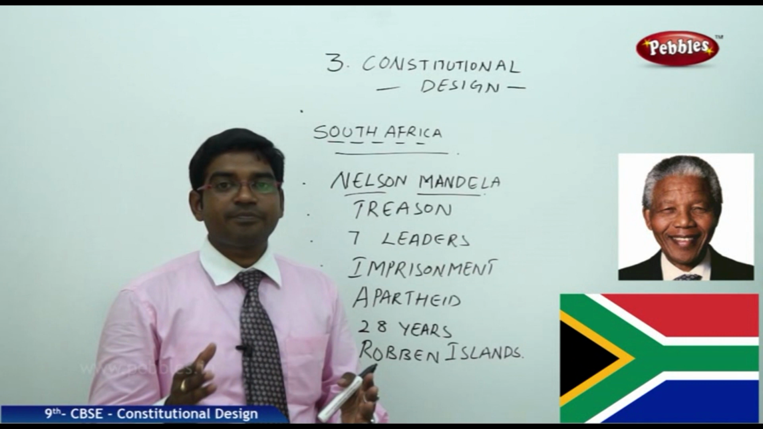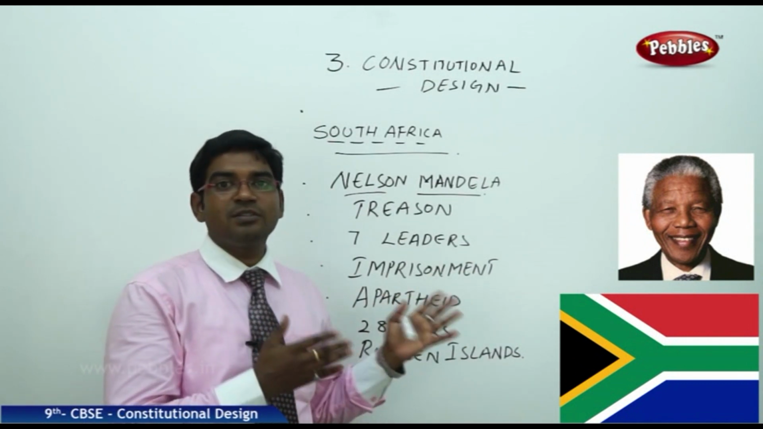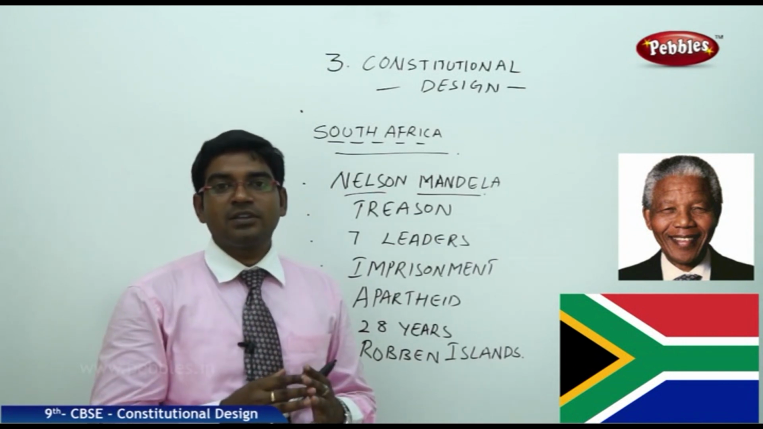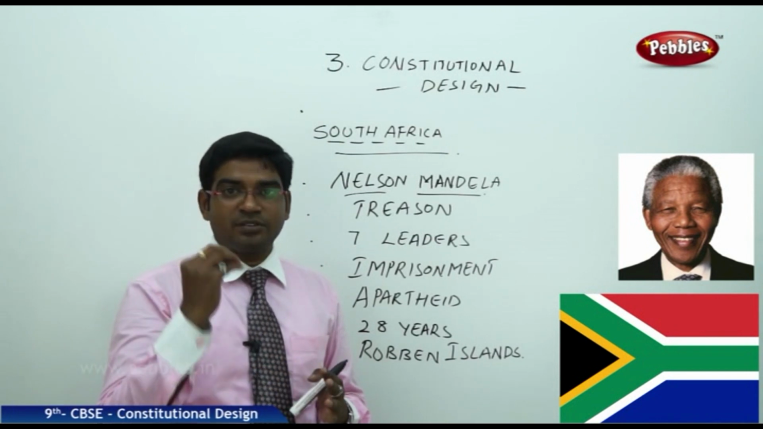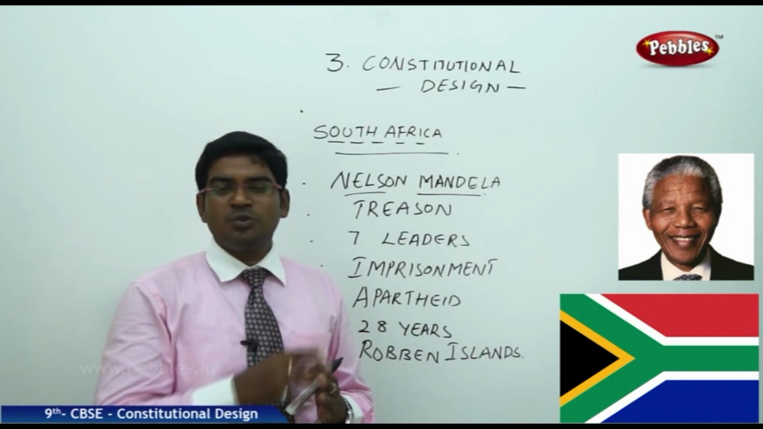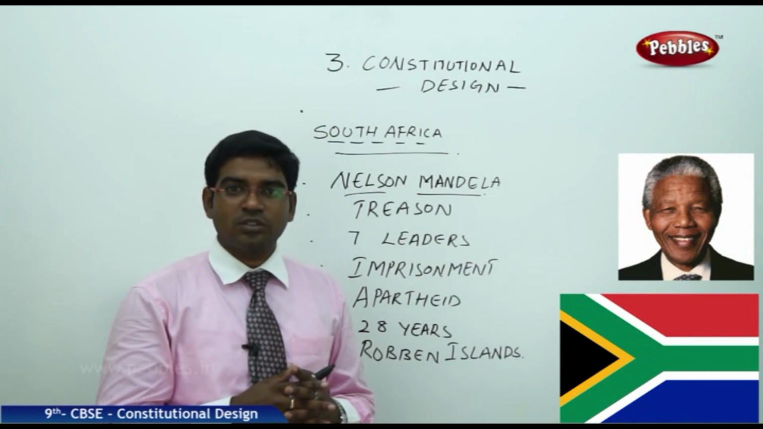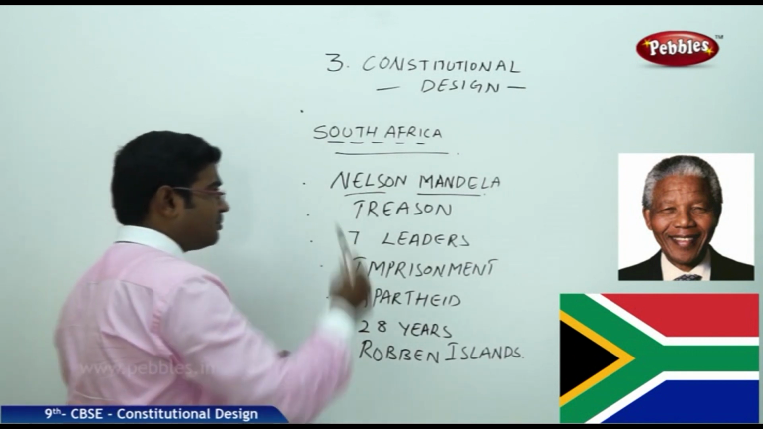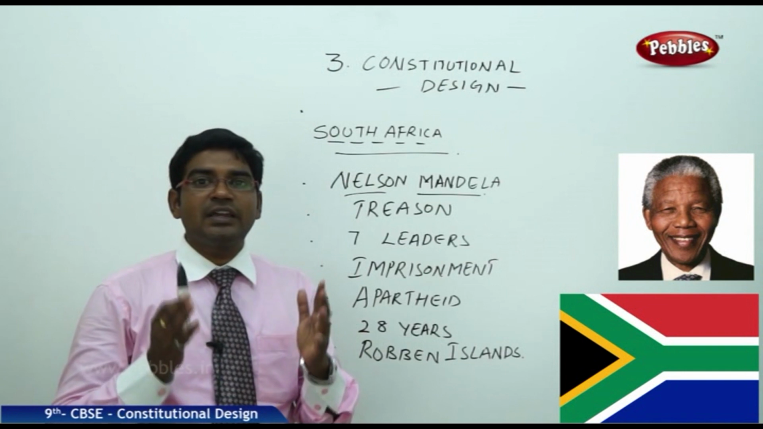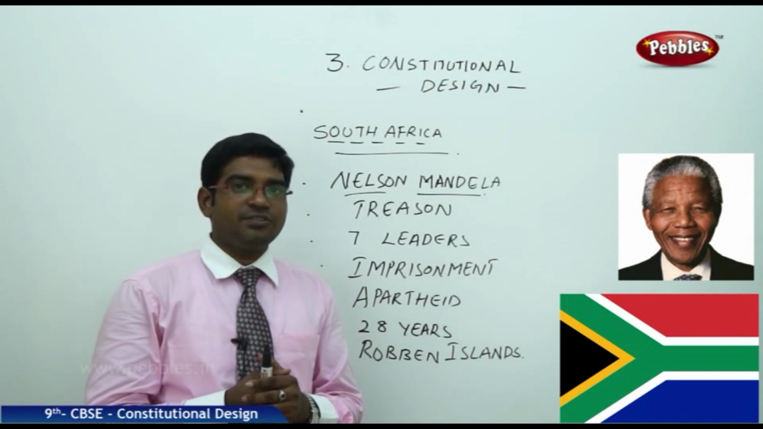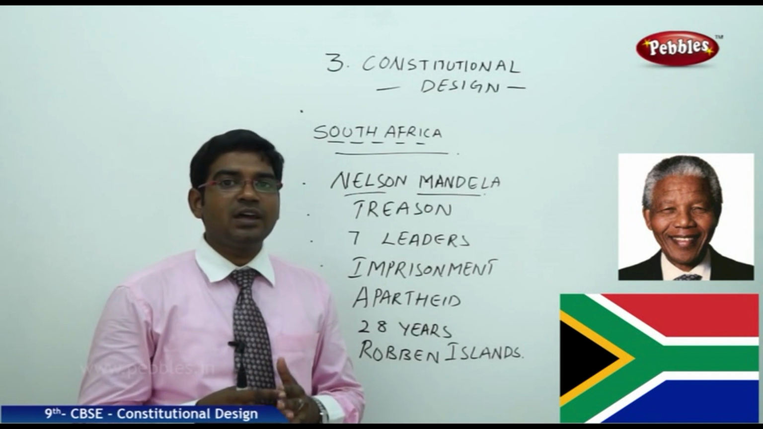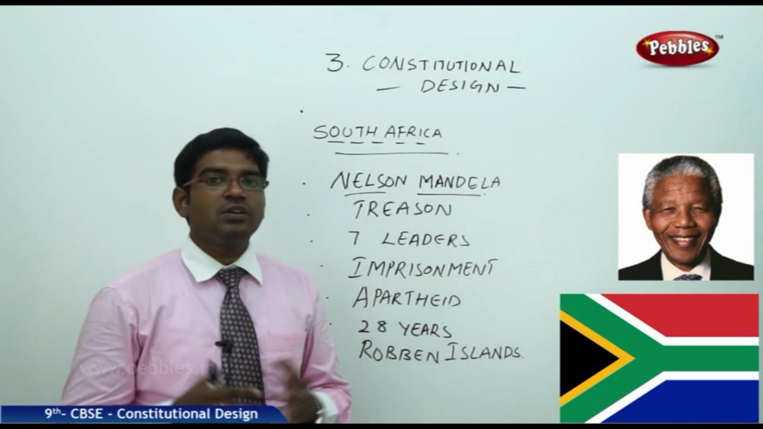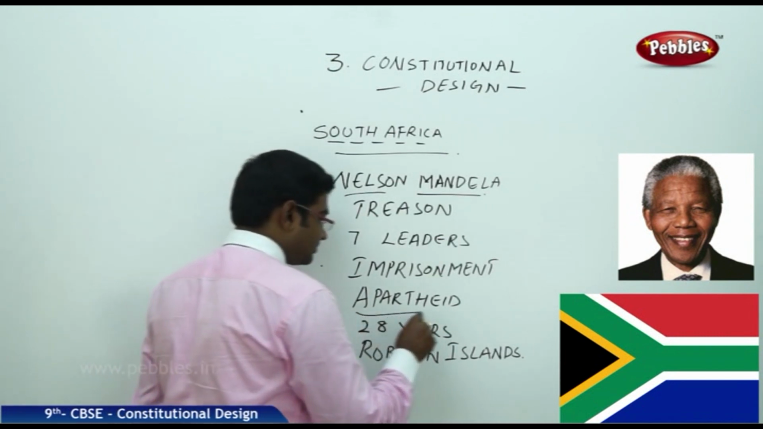The same ideas were continued and followed by Nelson Mandela in South Africa. As a result, he had to spend 28 years in prison on Robben Island, which is a very deadly place in South Africa. Let's go and check out the details now. See here, Nelson Mandela fought against the existing government of South Africa in 1964. Why did Nelson Mandela raise his voice against the government? The government started to follow the policy of apartheid.